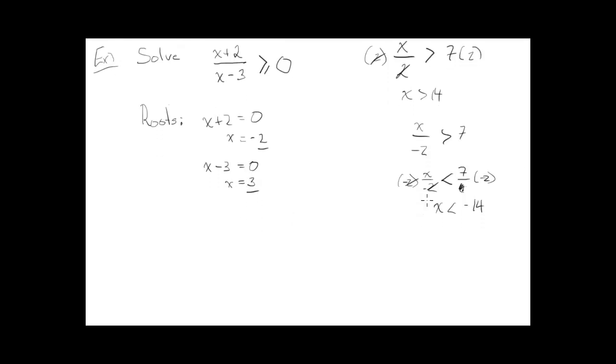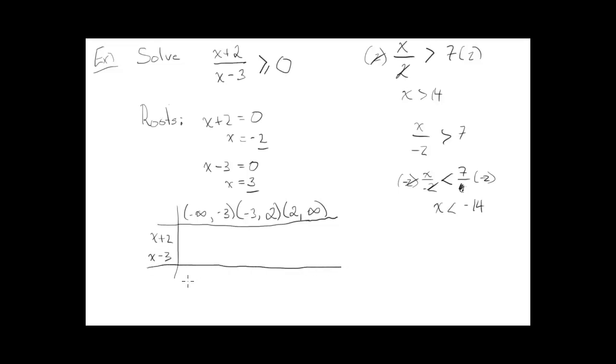So now I set up an interval table. The interval table is going to extend from minus infinity to negative 2, the first root, negative 2 to 3, and 3 to infinity. Now I'm going to look at each factor, both on the numerator and the denominator, and figure out if the factor is positive or negative in each interval. So if x was a number less than negative 2, so try negative 10, if you sub that in, you get a negative. If you sub it into this factor, you'd also get a negative.